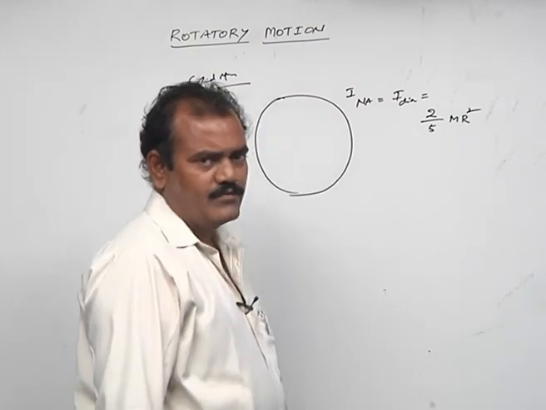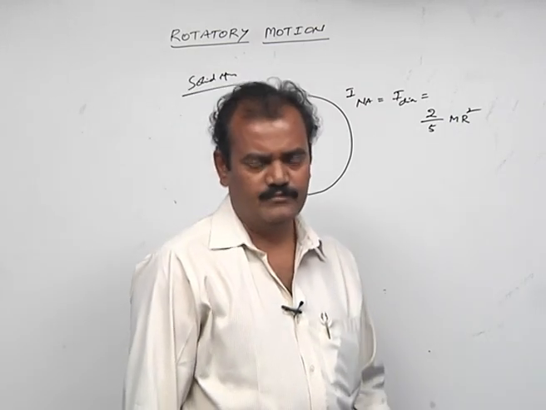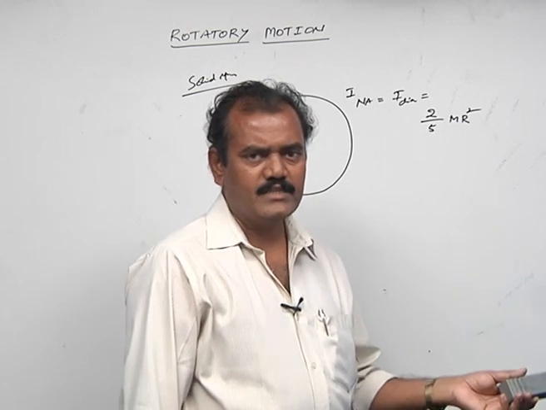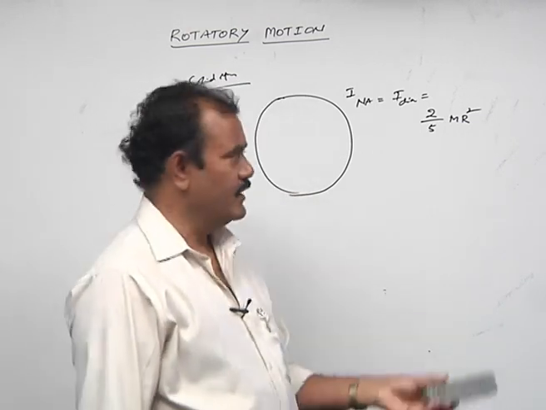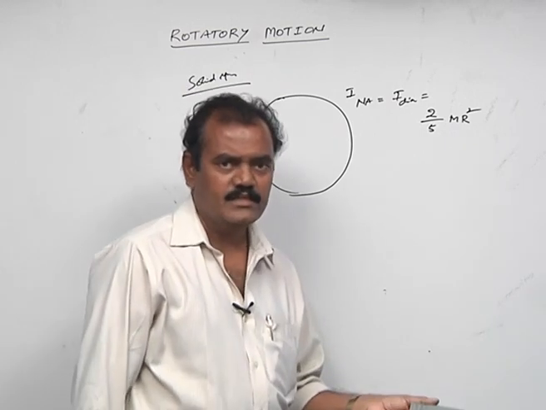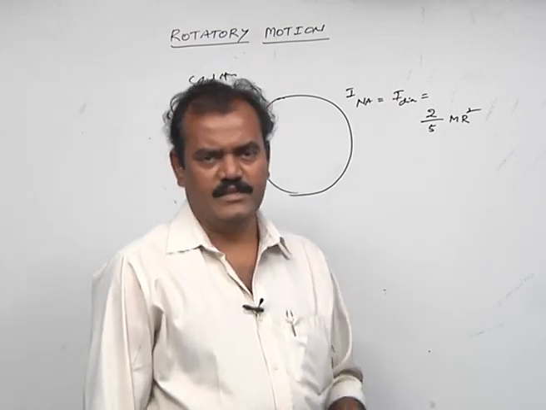2 by 5 mr square. Here you have to remember one thing. The same diametrical axis cannot be the natural axis in case of the circular ring or the circular disc. That diametrical axis cannot be the natural axis in case of the circular ring and the circular disc.